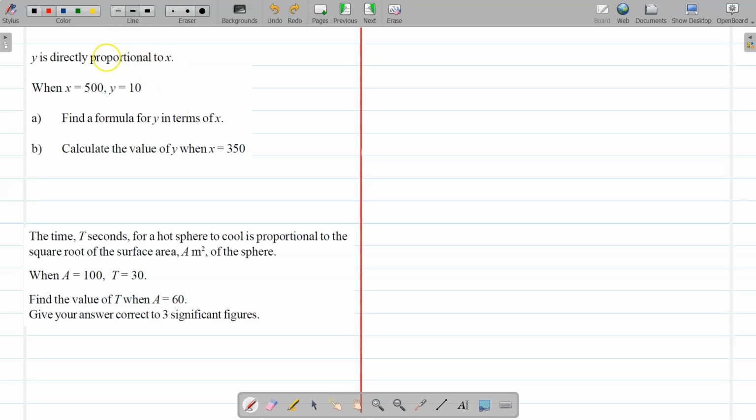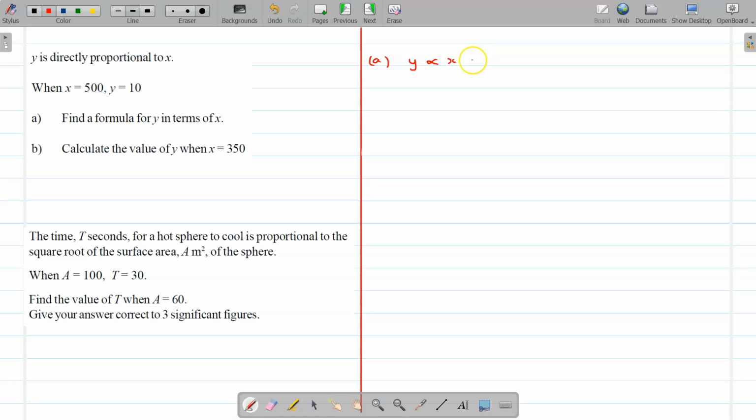Now we have a simple exam question here where we're told that y is directly proportional to x and we're given some boundary information. Okay, this is what we do. We start by simply writing down a statement of proportionality, and that is that y is directly proportional to x. Okay, and it simply means that as x increases, y increases at the same rate.